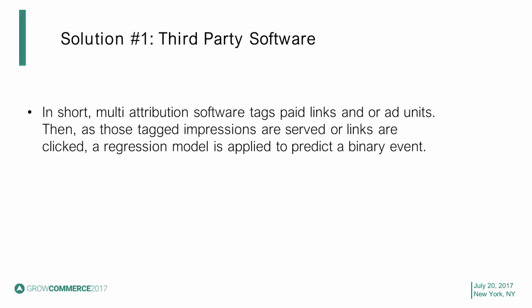Multi-attribution software tags paid links. It tags your media, and then as those tagged links are clicked or media is served, so an impression is served, a regression model is applied to predict a binary event. A binary event meaning, let's say, a conversion. Then the multi-attribution software is going to take into account every single customer journey independently, each one as a unique customer journey, and do a statistical regression analysis that's going to assign accurate attribution to each ad channel and how it contributes to conversions overall.